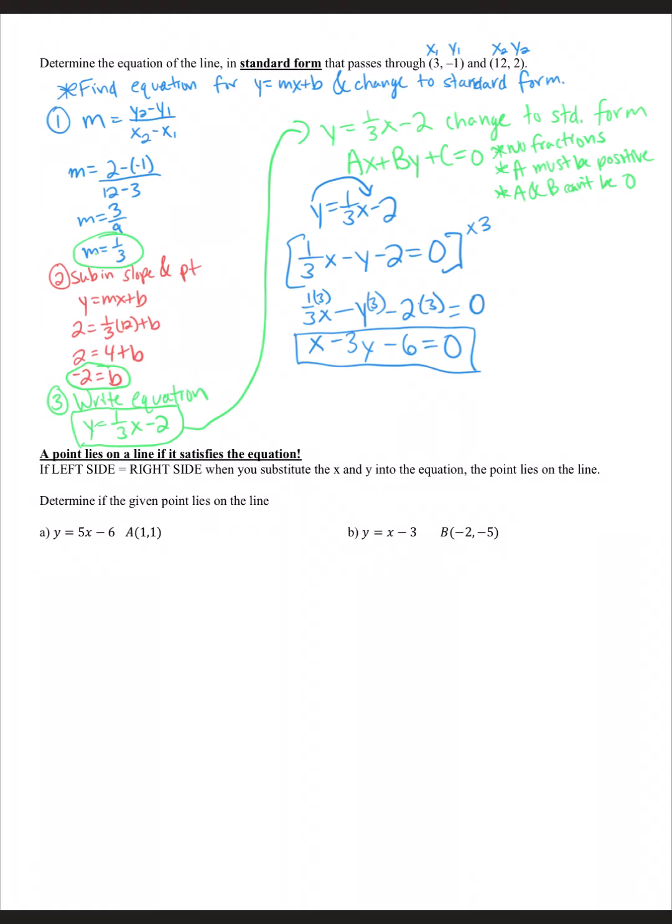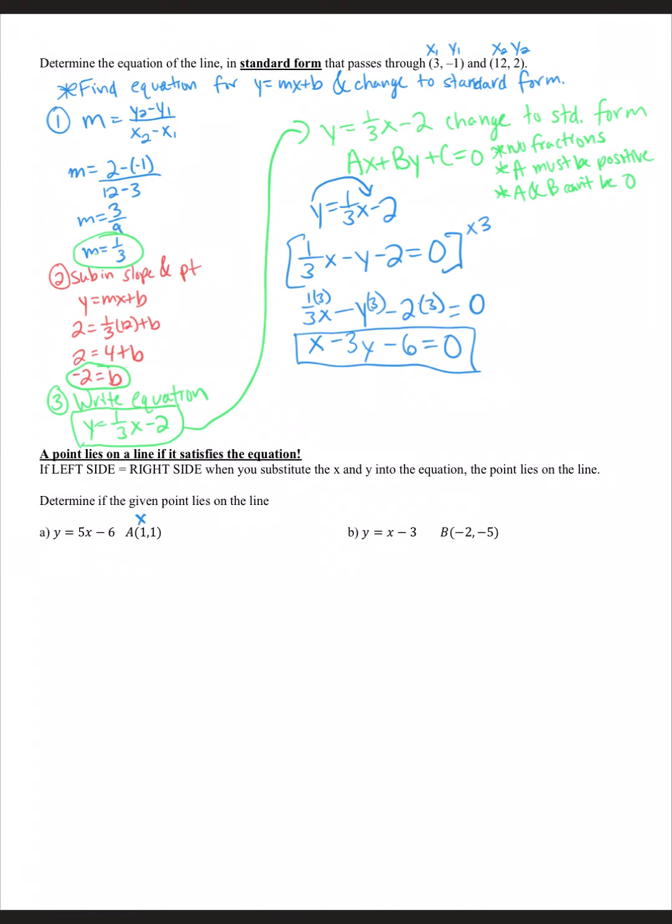Okay, so the last piece of today is, again, just understanding the different parts of a line. So we saw this back in lesson 2 or 3, I think, in lesson 2, where we talked about whether or not a point falls on a line. So determine if the given point lies on the line. So we are going to determine when we substitute in a point, okay, will the left side of the equation still equal the right side of the equation?